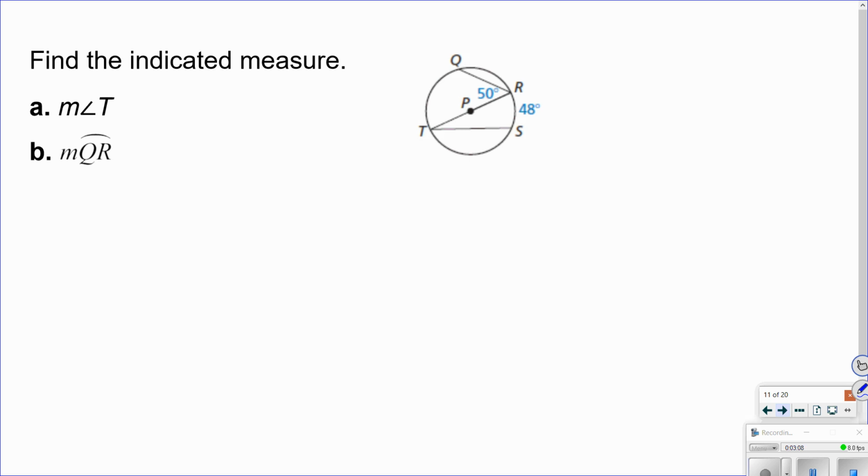First one says find the measure of angle T. So angle T is that angle right there. We know the arc that it intercepts. It's arc RS right there. It's equal to 48, so the angle has to be half of that. So I take half of 48. So 24 degrees is the answer for that one.